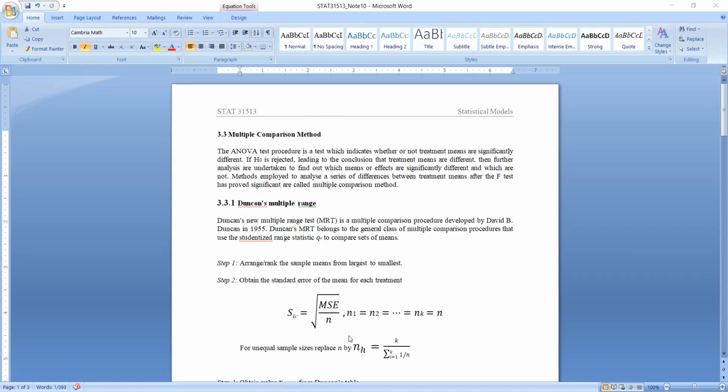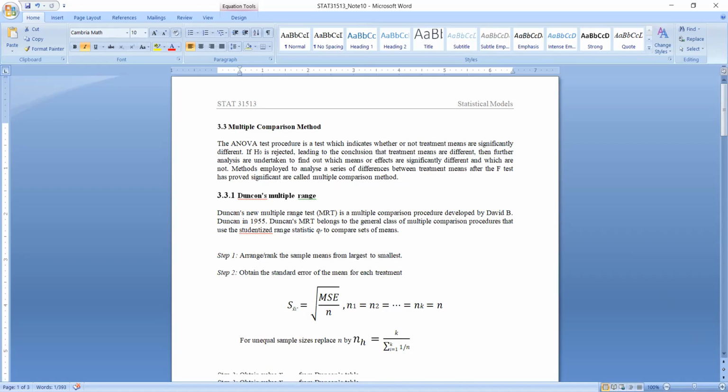But there are some cases where you have different numbers of replicates under each treatment. In that case, you can replace n by this expression and find the standard error of the mean. But in most of the cases that we are going to study, we are going to study balanced complete CRDs, that is, we have an equal number of replicates.